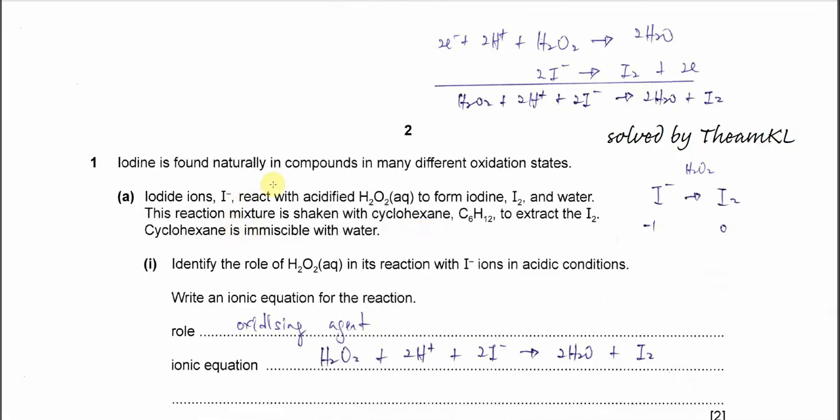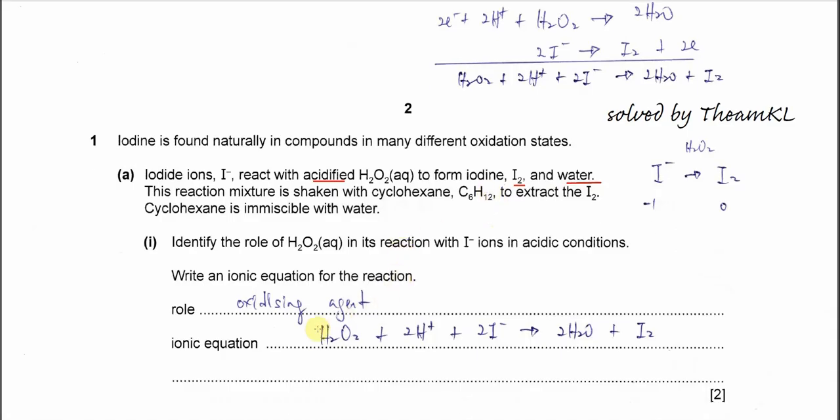Iodine is found naturally in compounds in many different oxidation states. Most likely are 0 and -1. The iodide reacts with acidified H2O2 to form iodine and water. So we know that acid is involved, and of course the iodide is oxidized by the H2O2 to form these two products. Okay, you can straight away construct the ionic equation.